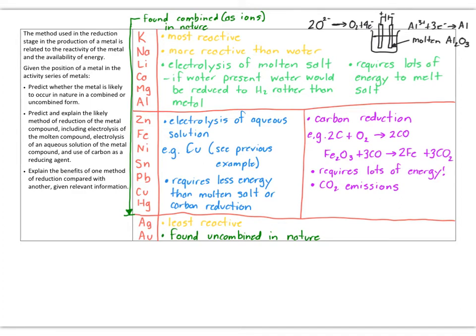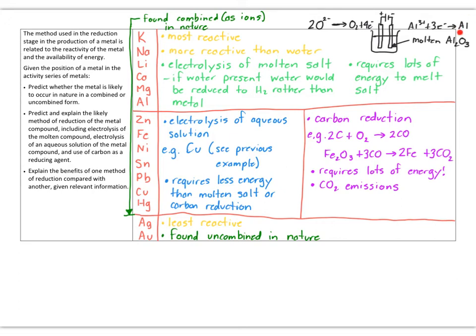So what would basically happen, I've done a little diagram here. If we were talking about the aluminium example, we would melt the aluminium oxide. We would have our two electrodes in there. At the negative electrode, we would get reduction, so the cathode. The aluminium would gain electrons to form aluminium metal. The oxide ions would lose electrons to form oxygen gas.